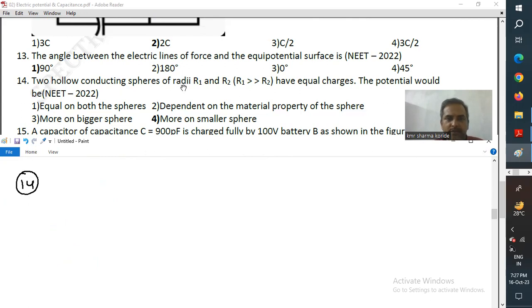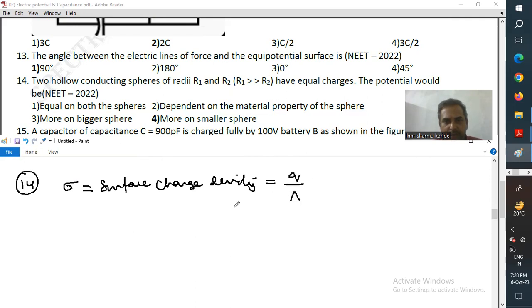Two hollow conducting spheres of radii R1 and R2, R1 is greater than R2, having equal charges. The potential would be, so equal charge. So the only thing we need to concentrate on is the radius. Remember, sigma is nothing but surface charge density. So therefore, it is going to be charge per area. So as per the question, the area of R1, because the radius is more, is more. So the area of R1 is more means sigma will be less, because the radius is more.